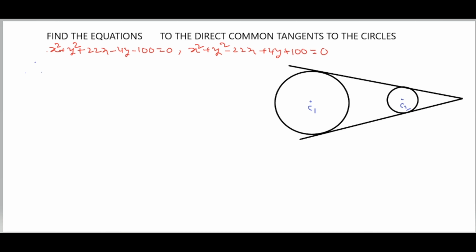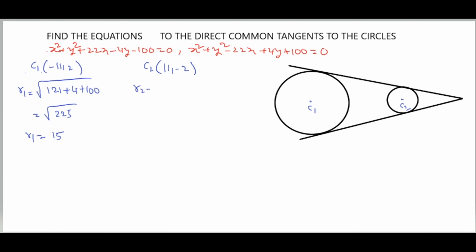Therefore C1, the center of the first circle, is minus 11 comma 2 and the center of the second circle is 11 comma minus 2. R1, the radius of the first circle, is under root of g square plus f square minus c, that is 121 plus 4 plus 100, that is equal to root 225. So R1 is equal to root 225, which is 15, and R2 is equal to under root of 121 plus 4 minus 100. R2 is equal to root 25. Therefore R2 is equal to 5.